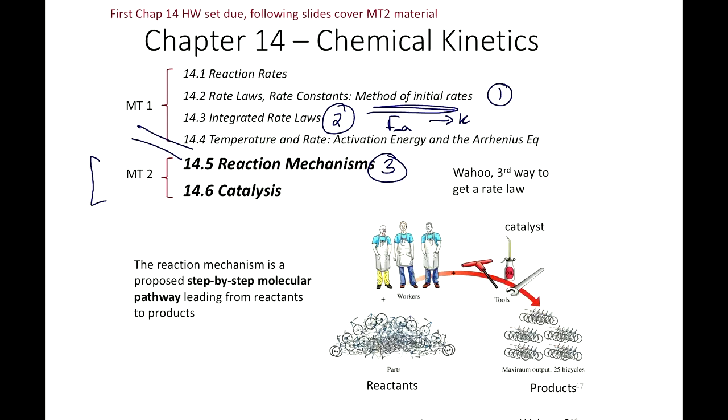And so the idea is, yes, collisions result in chemical reactions to make products, but we can think about those collisions in singular, simple steps. If you think about it, this could be a reaction. You take parts, you take workers, maybe tools as a catalyst, and you make products. So in this case, bikes. But there's a lot of intricate steps involved in that, right?